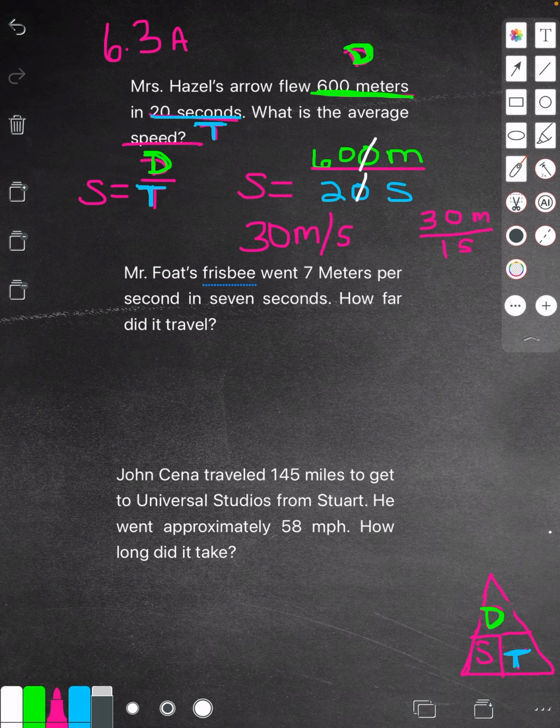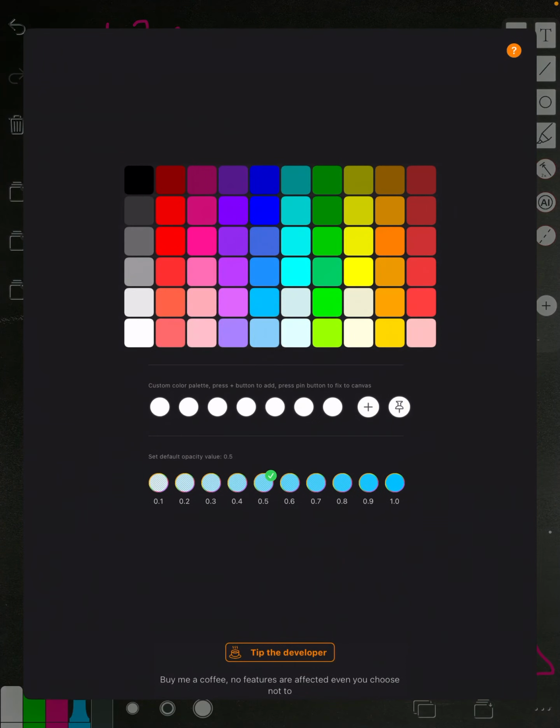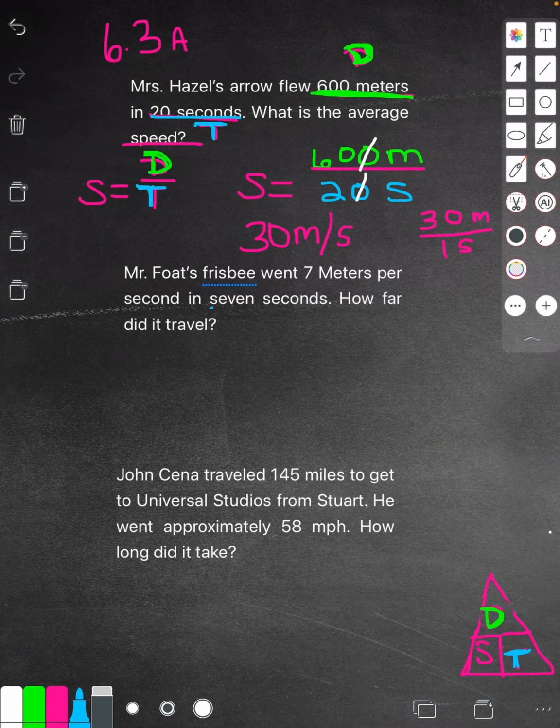Should say 4 seconds, 7 seconds. How far did it travel? All right, let's identify what we have. First things first, I know automatically that 7 seconds is a time. All right, I can already see that. Let's go ahead and figure out what else we have here.